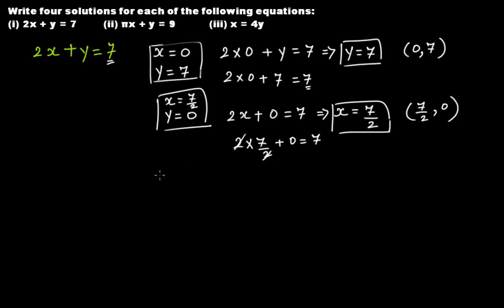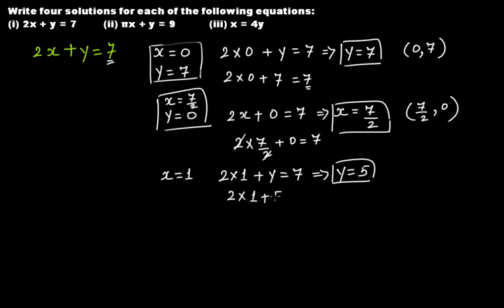Now this time let's take x equal to 1. When you take x equal to 1, this becomes 2 multiplied by 1 plus y is equal to 7, and from here you get y is equal to 5. If you want to check it, you can check it. So 2 times 1 plus 5 is actually equal to 7, which is this one. So x is equal to 1 and y is equal to 5. This is another solution, that is 1 comma 5.